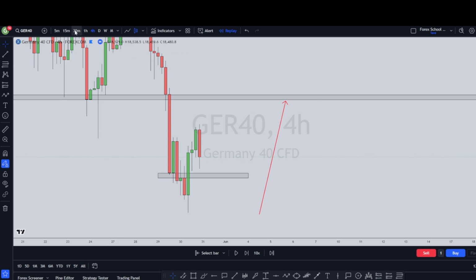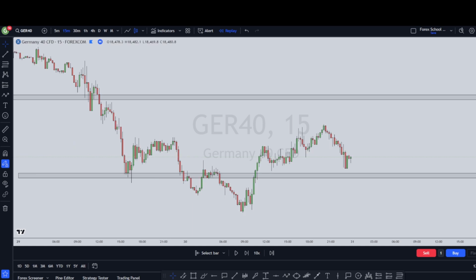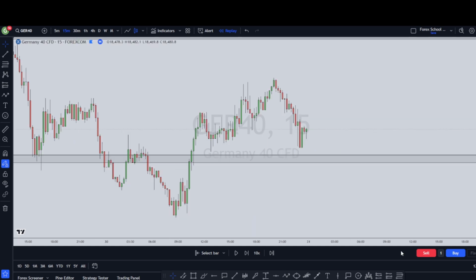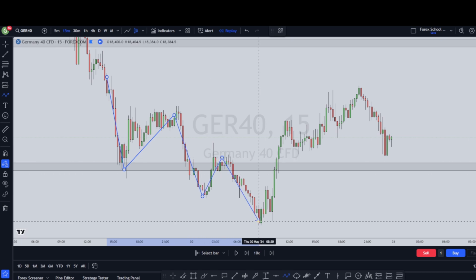So we'll drop to the lower time frames. Let's go to the 15 minutes time frame. Now, if you're an SMC trader, what we see on the 15 minutes time frame is that price was moving in a downtrend, making a series of lower highs and lower lows. But now we saw price break above this previous lower high to create a new higher high, thereby changing the character of the market.